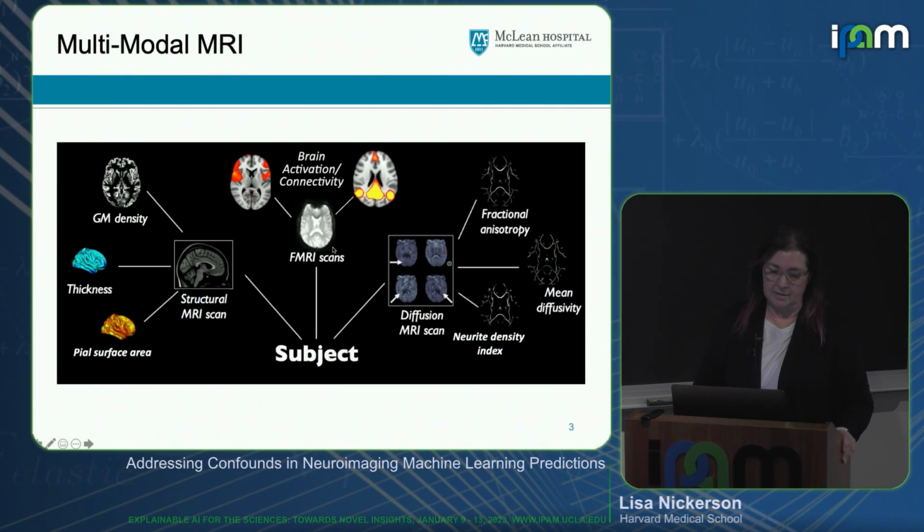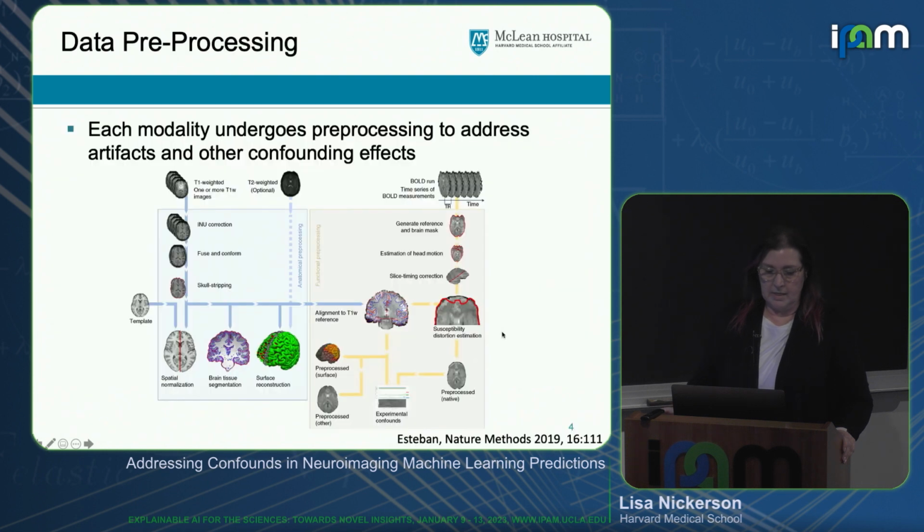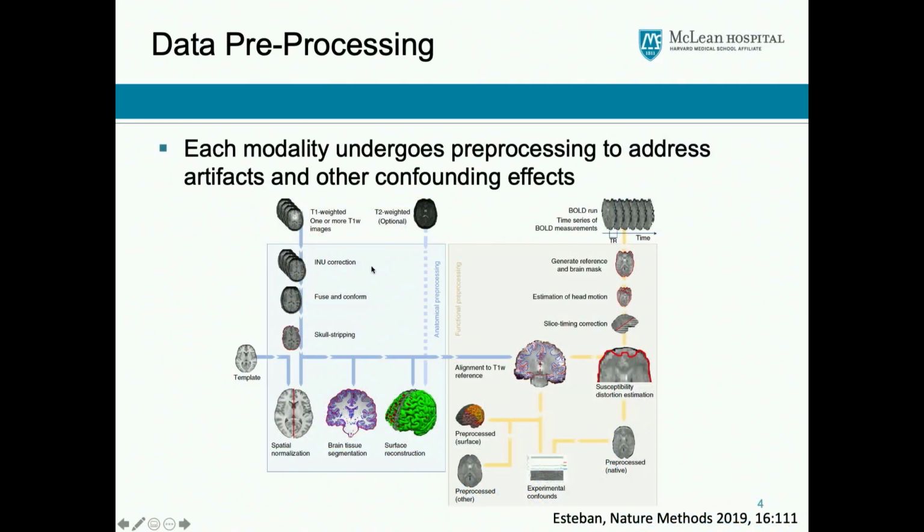So for each one of these scan types, we might compute several multimodal brain maps that reflect different aspects of brain structure and function. Different aspects of gray matter morphometry, of functional activation and functional connectivity, and of white matter microstructure. Each of the scan types undergoes extensive pre-processing to address artifacts and other confounding effects in the data that are well known. Structural scans may undergo some intensity normalizations and skull stripping and things like that before you can use them to compute morphometric measures.